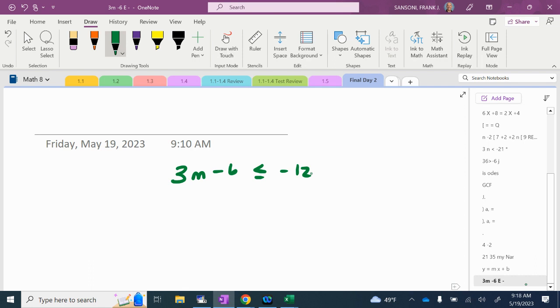3m minus 6. How do I get rid of minus 6? Add 6. Negative 12 plus 6, negative 6. Divide by... Am I flipping? No, because I'm dividing by a positive, right? So m less than or equal to negative 2.